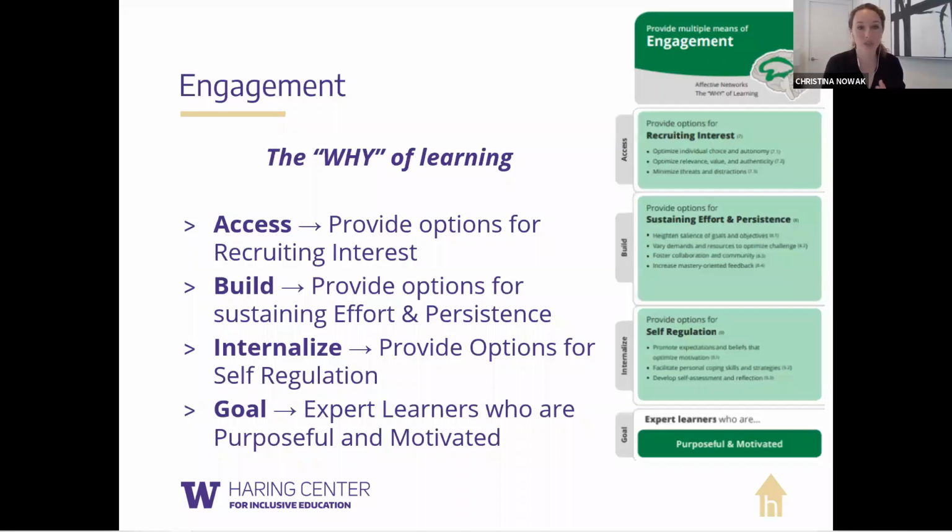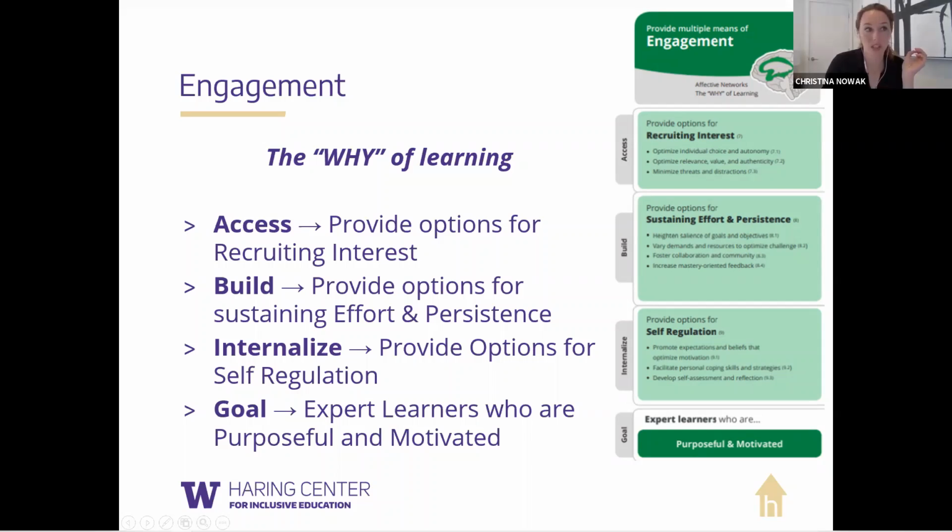Okay, so the principle of engagement here. We have research done by CAST that indicates that individuals, when they're properly engaged, their affective networks are active. And I don't know if you can see in this image right here, this is where our affective networks are. And this is the why of learning.